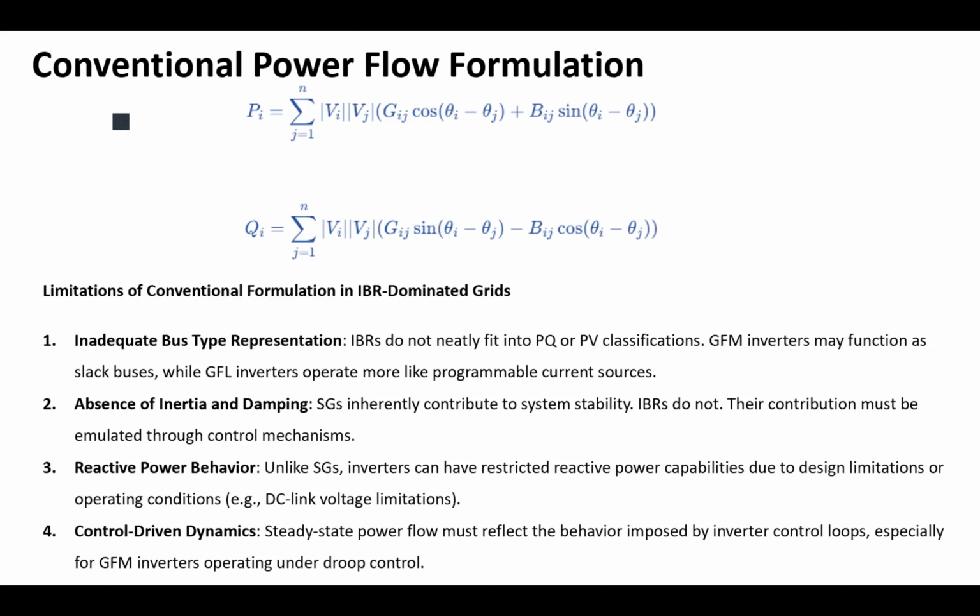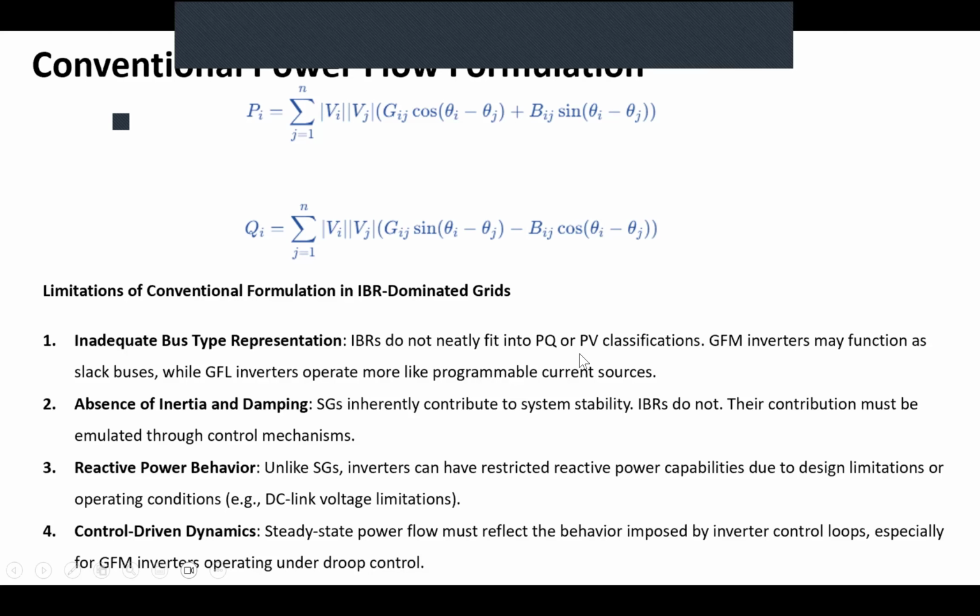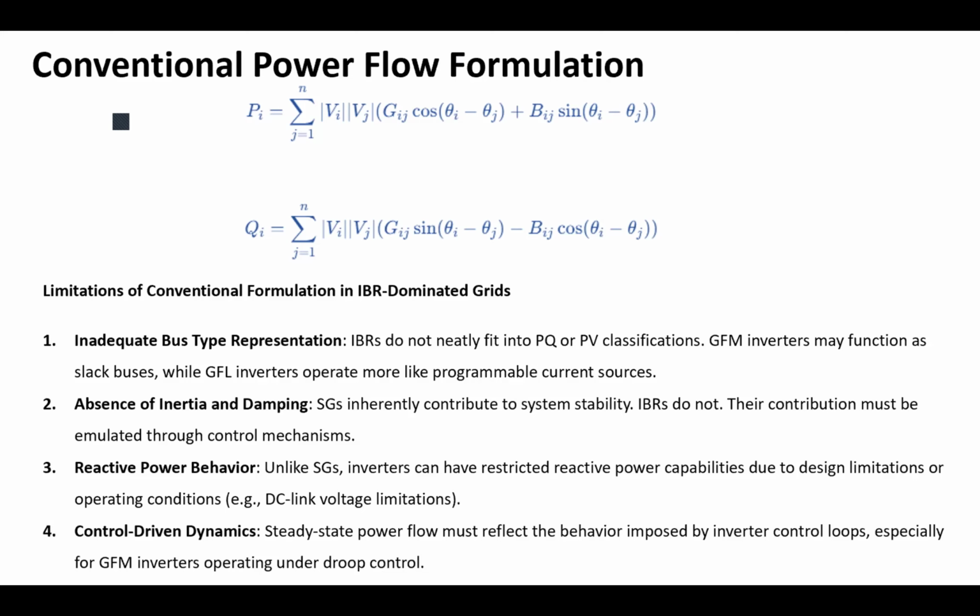Why can we not consider the grid following inverter as a PQ bus? When you have a bus that is connected to the grid following inverter, why can we not purely consider that bus as a PQ bus? Can anyone tell me, or PV bus, it doesn't matter. Anyone can guess why we cannot consider P and Q as known, or P and V as known variables, when we have an inverter on that bus. Think about how they work.